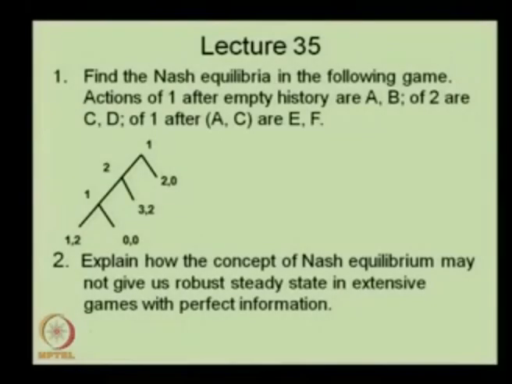Find the Nash equilibria in the following game. Actions of player 1 after the empty history are A and B. So, this is A, this is B. Actions of player 2 are C and D. Actions of player 1 after the history AC has occurred are E and F. So, this is E, this is F. Okay, we have to find the Nash equilibria of this game.